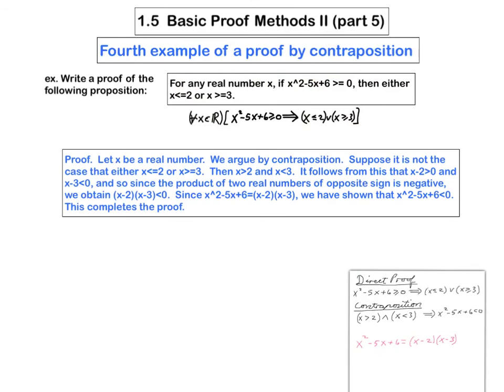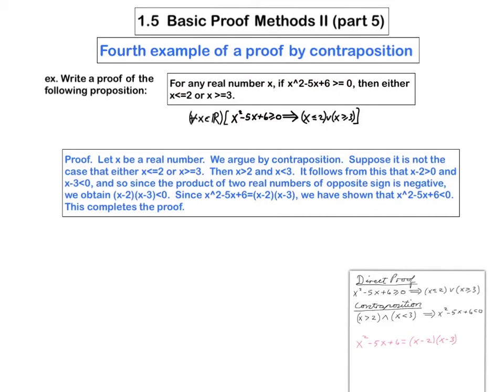Well, here you see my proof. Always when I write my proof, I have my eye on the statement written out in symbols. And this dictates what the first sentence should be: let x be a real number. Then I say, we argue by contraposition. And that means my eye goes here, and I say, assume that the negation of this occurs. So I say, suppose it is not the case that either x is less than or equal to 2 or x is bigger than or equal to 3.